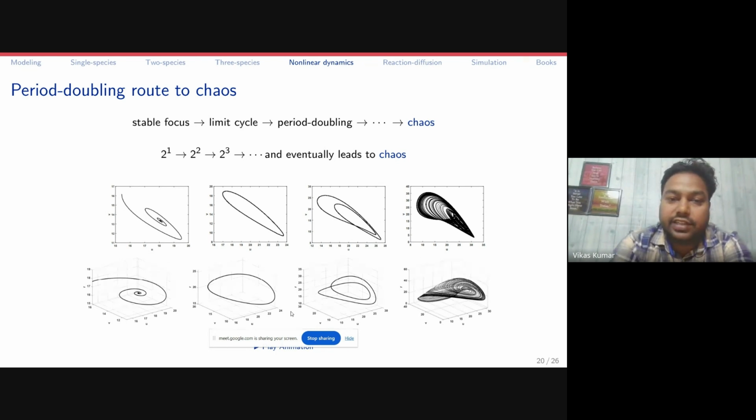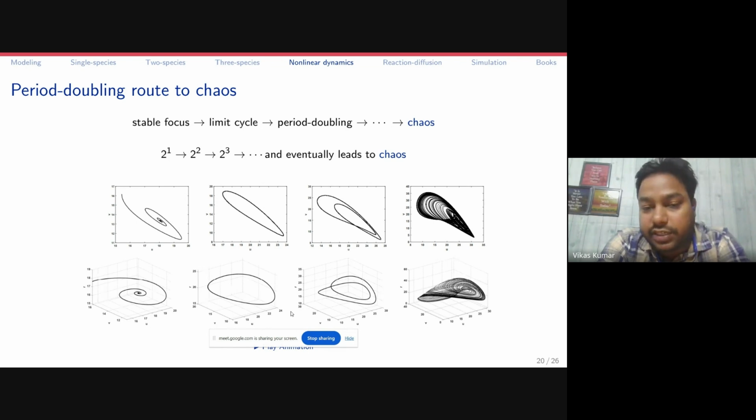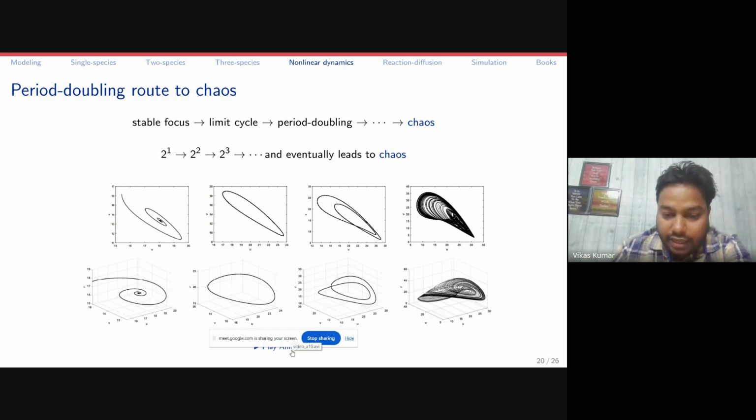As you can see in this diagram, in the 2D diagram or 3D diagram, we have shown the phase portraits, and those are similar. In the first diagram, you can see there is a stable focus. We call it a stable fixed point. That means all the trajectories converge to the fixed point, like a sink phenomenon. When you increase the parameter in some model, you have a limit cycle oscillation, as you can see in the second diagram. In the third diagram, you are seeing a period doubling, and in the end, you are observing the chaotic effect. So that's how you can see these.